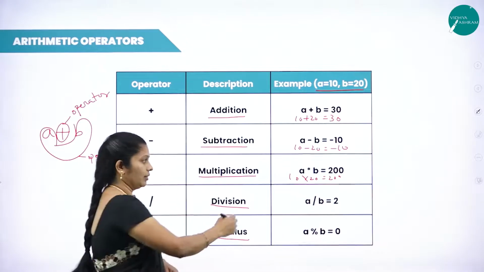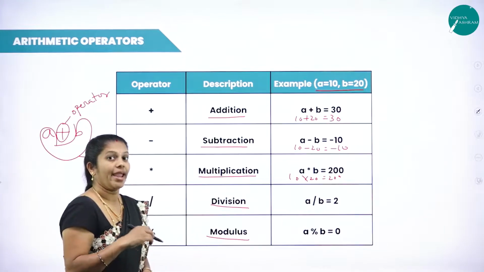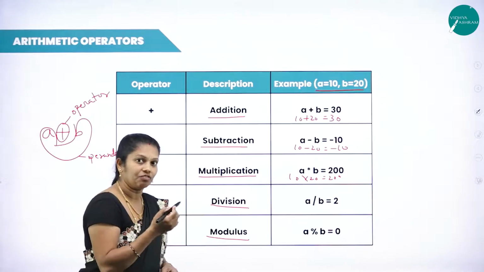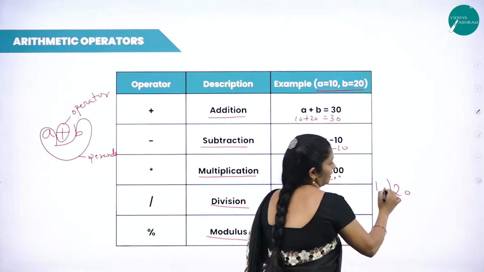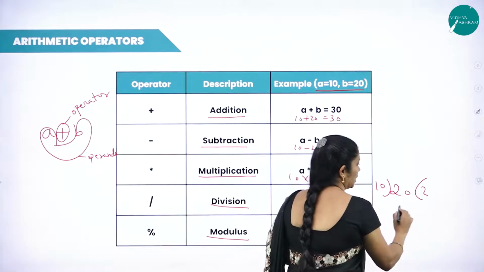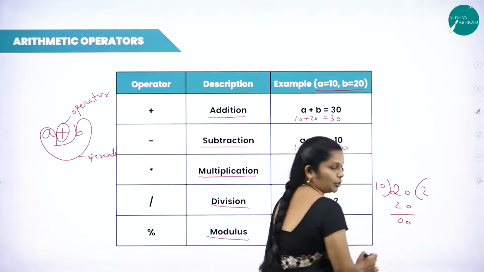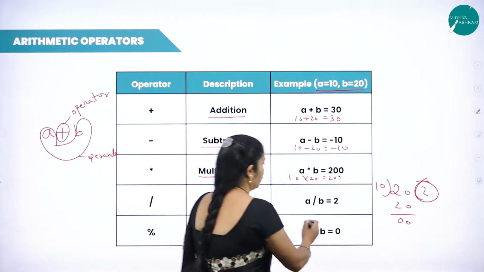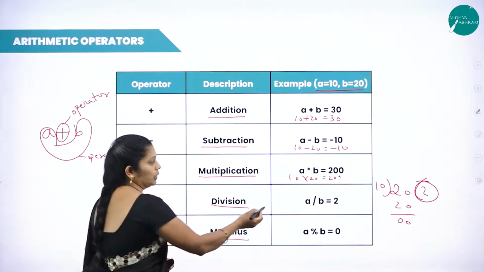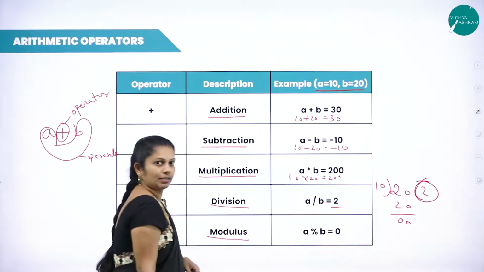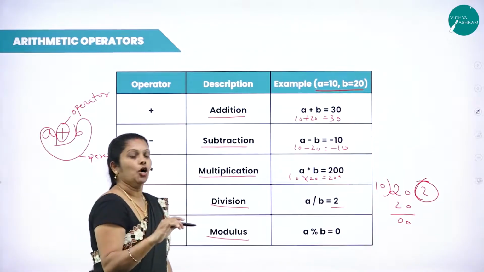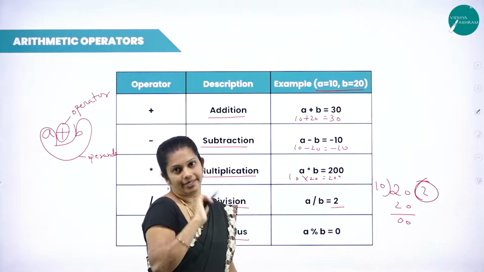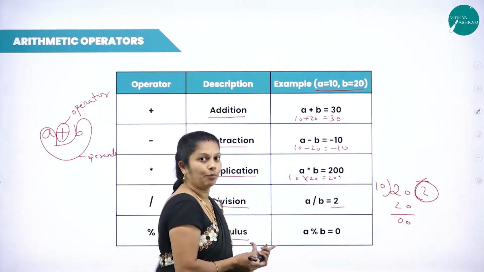here I am getting. Then A divide B, how will it perform here? See, here we have 20 and here we have 10. Then 10 twos are 20, remainder is 0. Then the result is 2 here. That is division. Then what do you mean by modulus? Modulus is nothing but the remainder. The remainder can be called modulus here.